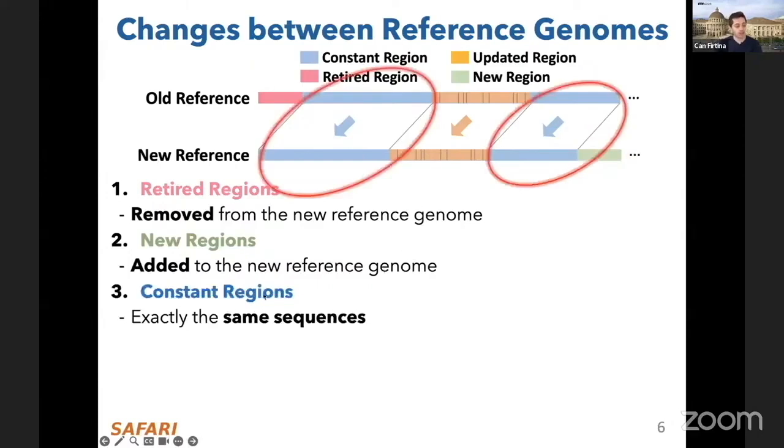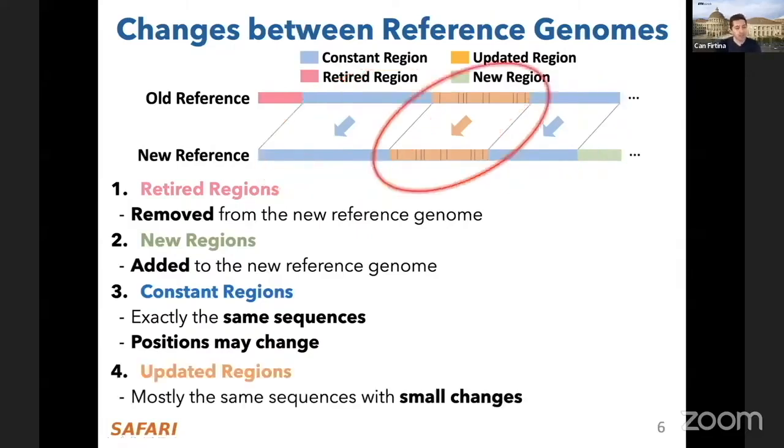We also have some constant regions that are exactly the same between the old reference and the new reference genome. However, their positions may still change. As we try to illustrate here, this particular exactly matching region is slightly shifted towards the left in the new reference genome due to potentially the retired and the new regions. So we may have these shifts because we have these insertions and deletions between the new and old reference genome.